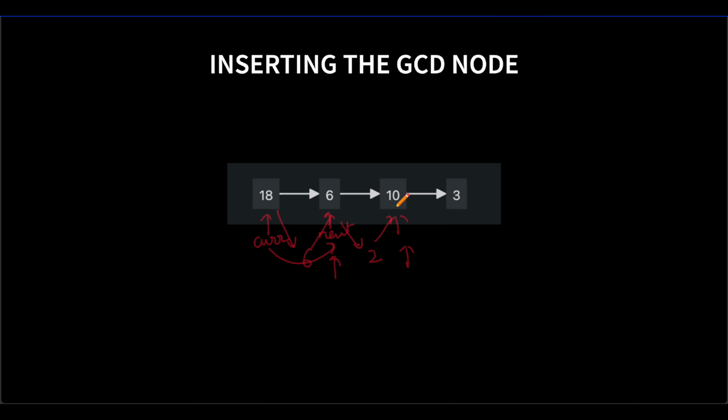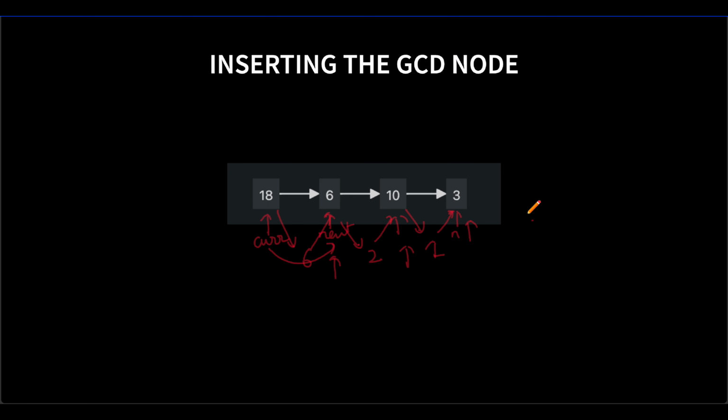So again, current value will be 10 and next node's value is 3. So the GCD between 10 and 3 is 1. So we will create a new node and insert it, and again set current.next equal to GCD node and GCD node.next as next, and move current to next. And finally, we see that current value is there, but current.next is not there. So we will stop our loop because there are no two adjacent nodes remaining for us to calculate the GCD. So that will be our ending condition. And finally, we will return this updated linked list as our answer.